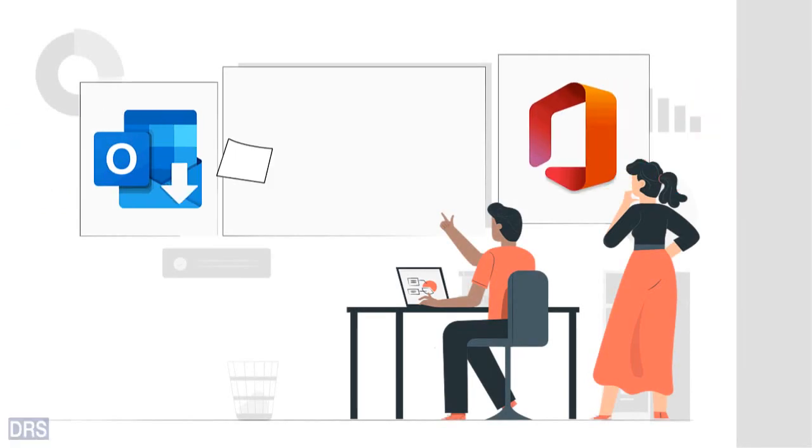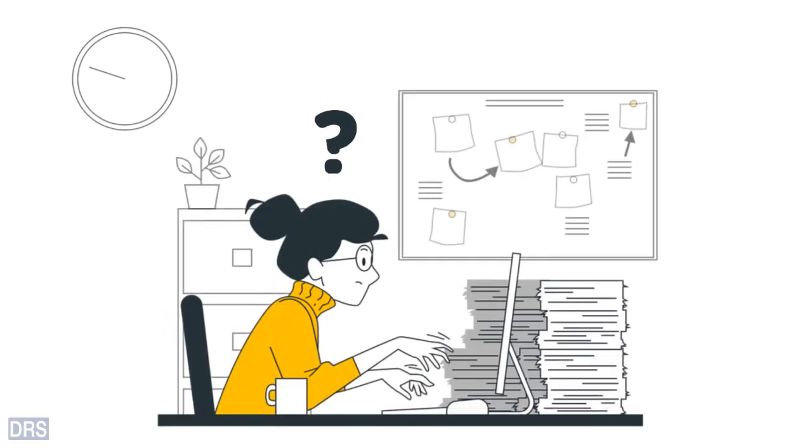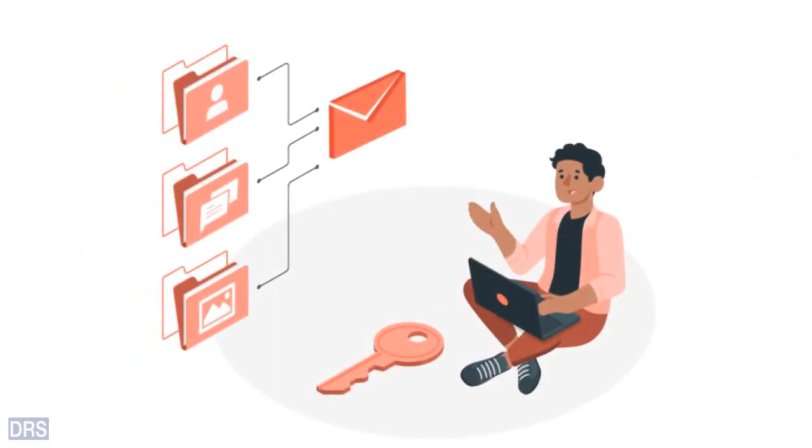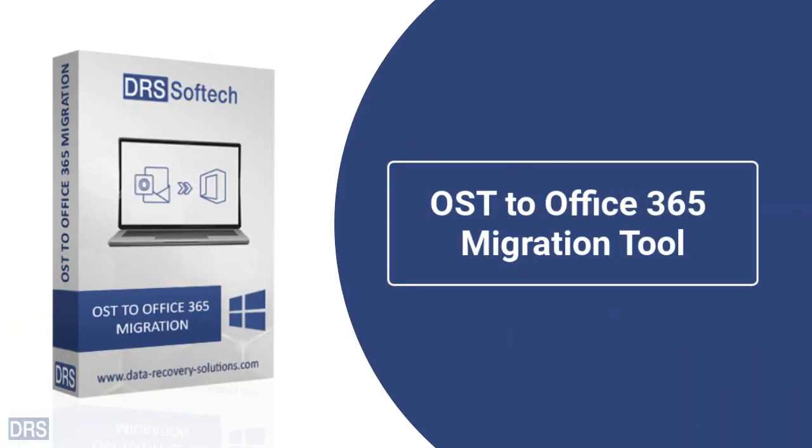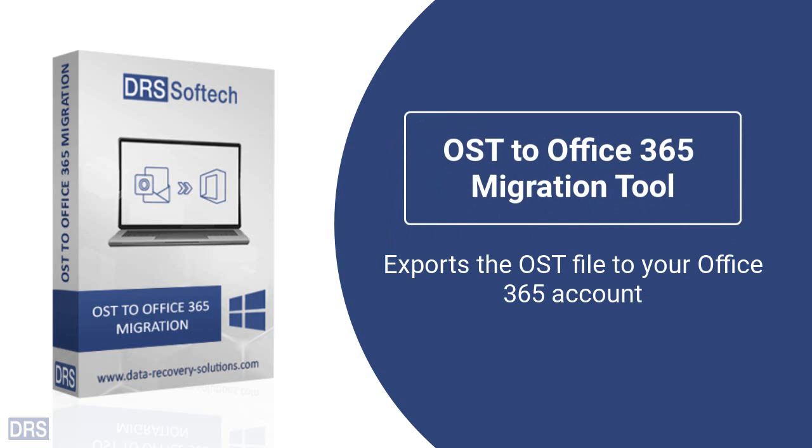Uploading the Outlook OST file to Office 365 is a time-consuming and laborious activity. It requires you to perform complicated manual steps. But, we bring you the most effective tool to restore the complete mailbox in a few simple steps. DRS OST to Office 365 migration tool is the best alternative to the complicated manual procedure. It efficiently exports the OST file to your Office 365 account so you can easily restore your mailbox data.